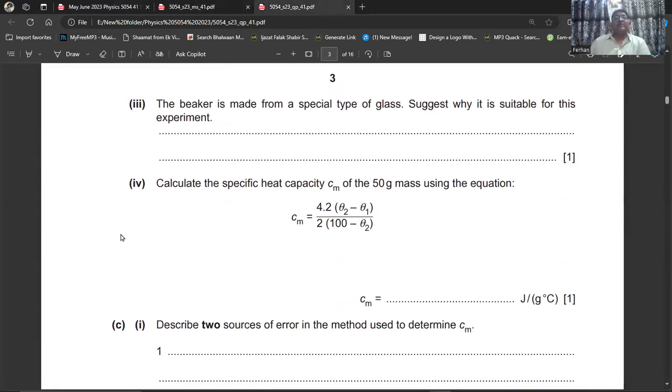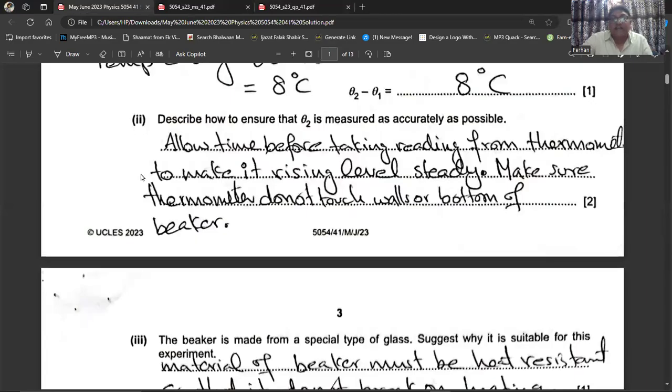Then we have the third part. The beaker is made from a special type of glass. Suggest why it is suitable for this experiment. The beakers which are used for such experiments are heat resistant. It means they do not break when you heat them or when you put hot water in them. So we will use that kind of beaker which is heat resistant, which can bear that heat.